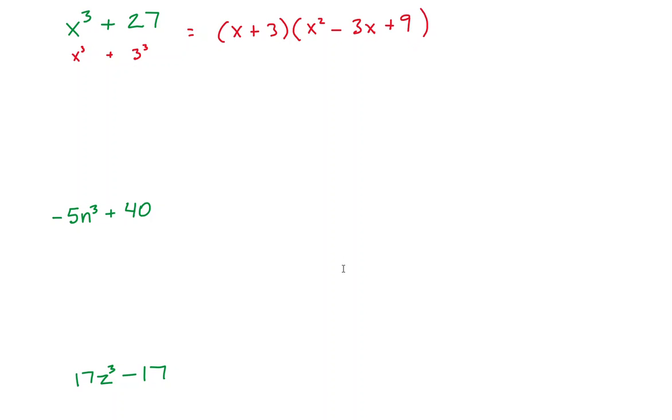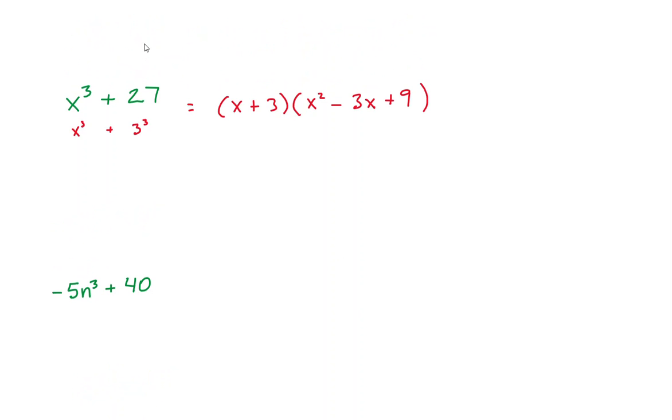Now, why is that? Let's check our answer here and see if this really works. It's a little bit more complicated. We're going to have to do 6 multiplications here. x times x squared is x cubed. x times negative 3x is negative 3x squared. x times 9 is positive 9x. And already we're kind of suspicious that this is not going to work out. We're going to have 6 terms, and how is that going to end up being 2 terms?